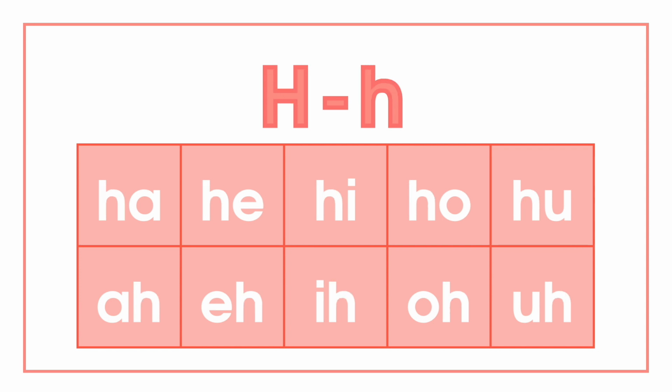The H sound in Spanish is silent. It is not pronounced. So the syllable is read as if the vowels were by themselves in the word. We read A, E, I, O, U. A, E, I, O, U. And the inverse syllables follow the same pattern as the ch sound.